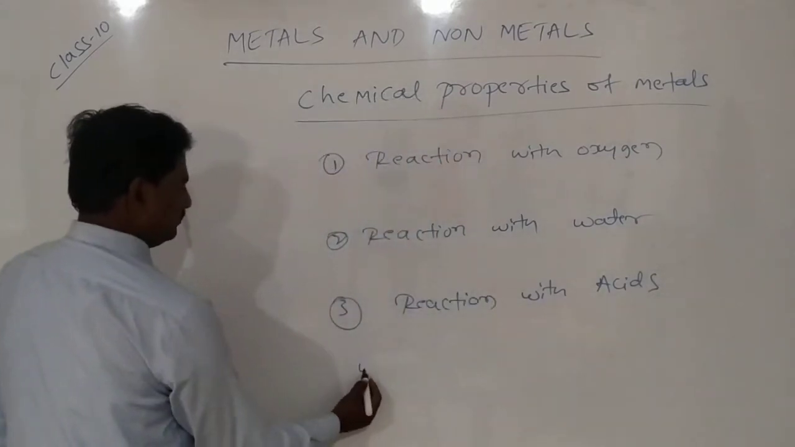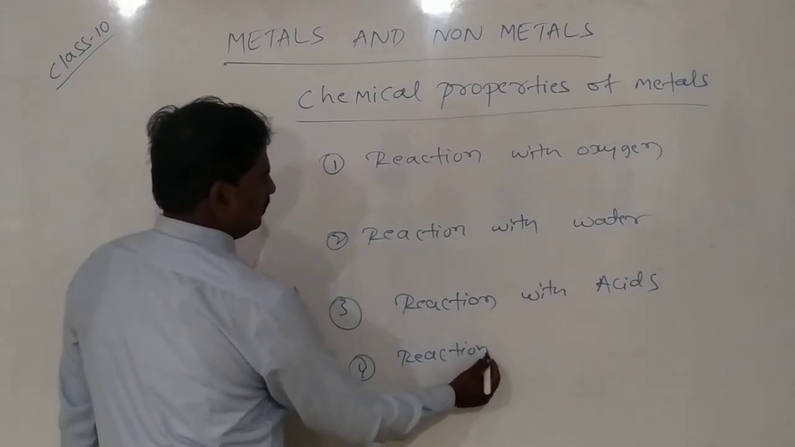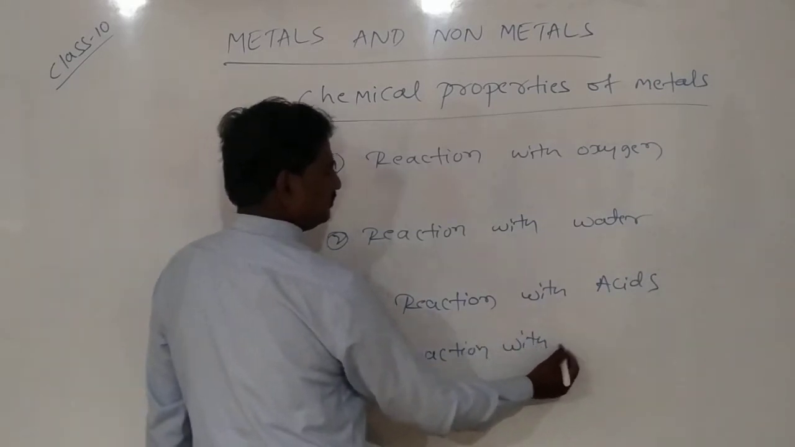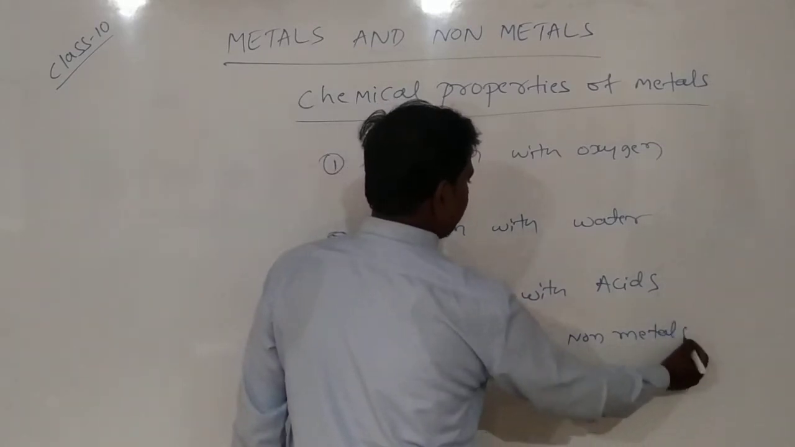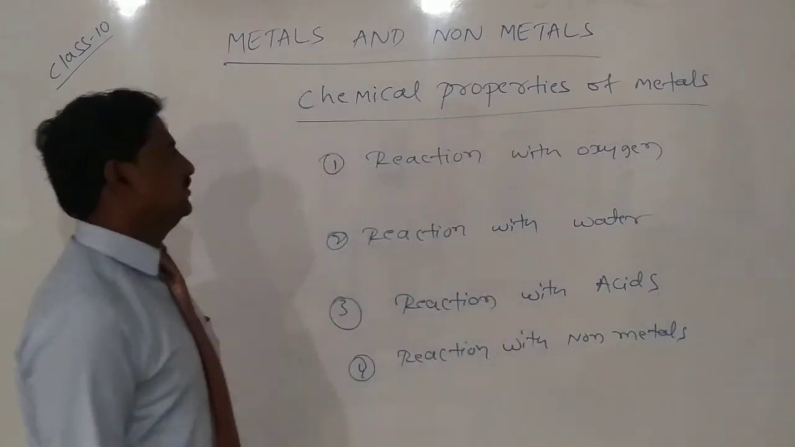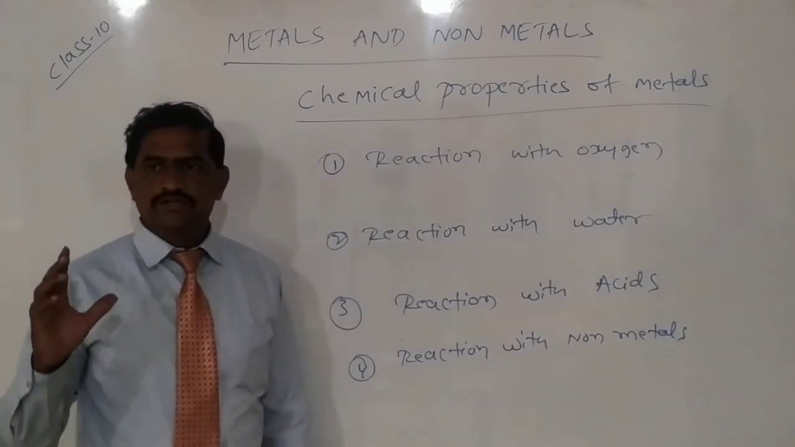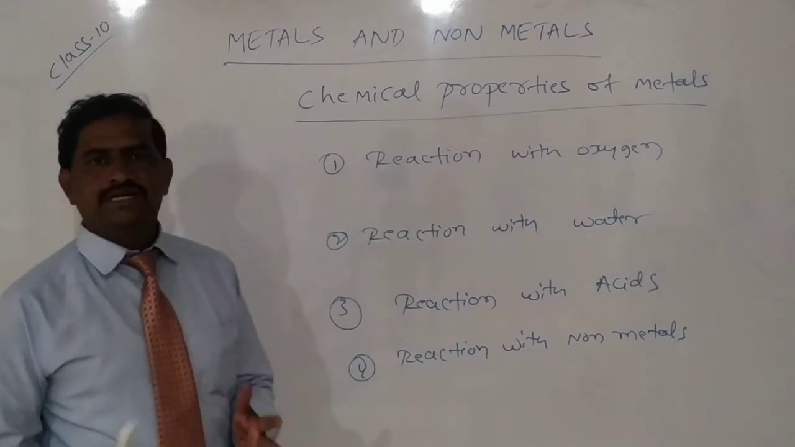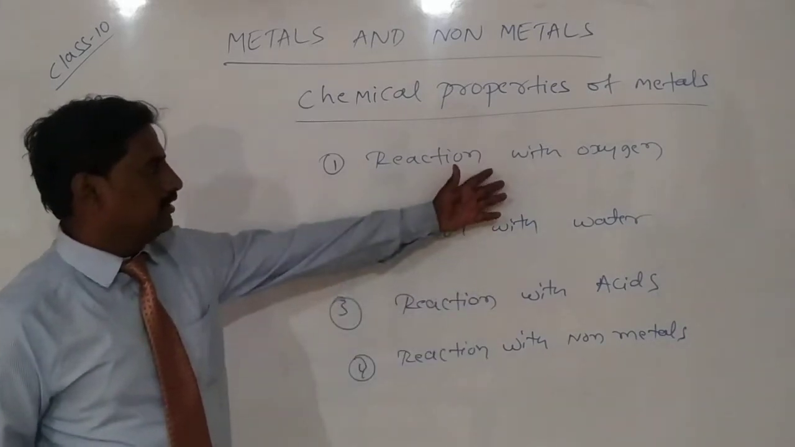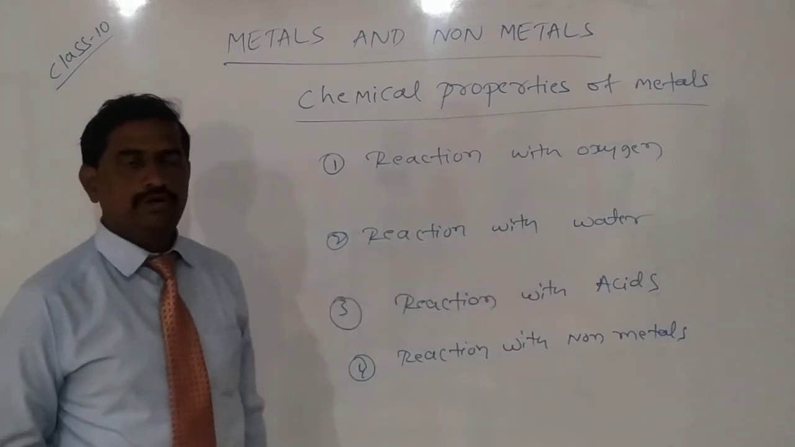And fourth one, reaction with non-metals. Okay, in this chapter we are going to study the chemical properties. Already we have studied the physical properties, and now the chemical properties: chemically how the metals react with oxygen, with water, with acids, with metals, and what products we will obtain.